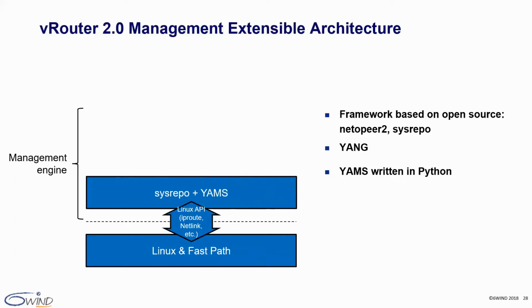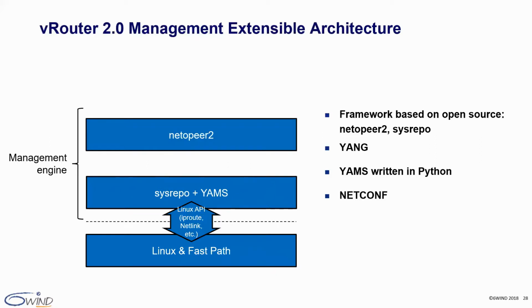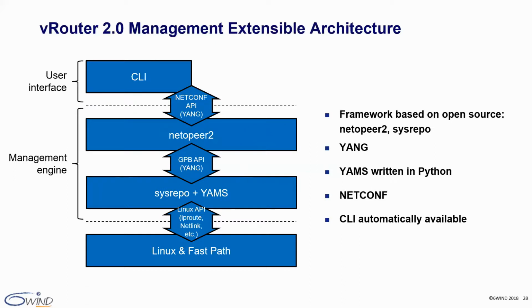Then, on top of sysrepo and YAMS, we provide a NETCONF server based on the net2peer open source project. It interacts with sysrepo using the Google Protocol Buffers API and exposes a NETCONF API to the user interface. This API is used by our vRouter CLI that is automatically generated from the Yang models, and also it is available for vRouter users for integration with their own management system.